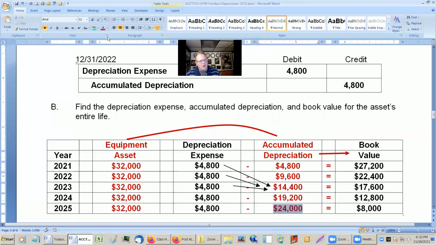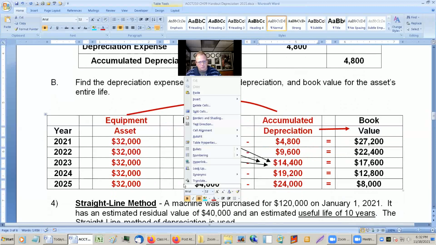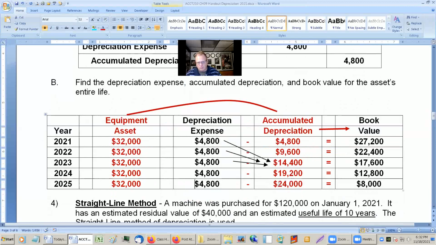These two numbers are this 24,000. This is the depreciable amount, and this is the residual value. So how much are you going to depreciate? 24,000 in total. That's what we did. And then how much is it going to be left at the end? 8,000. Let me see if we can add a row on here.